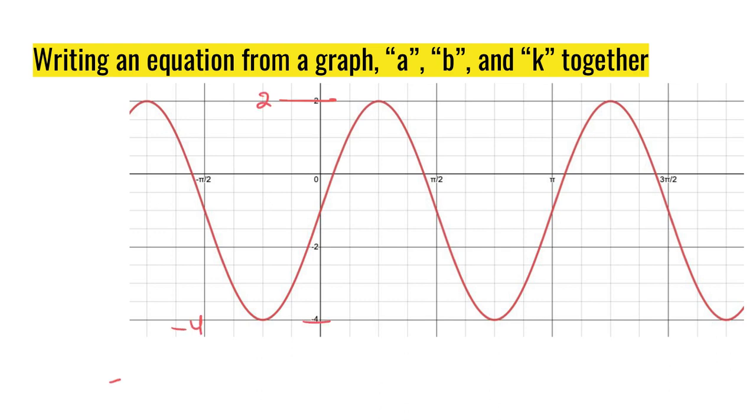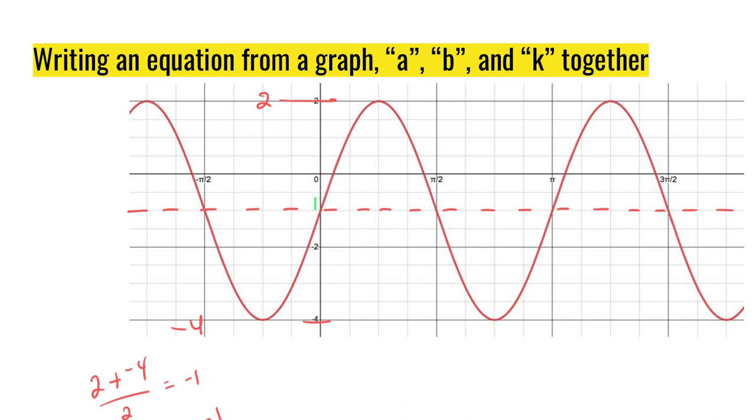So my midline, as we've done before, I'm going to add these together and average them. 2 plus -4 is -2. Divided by 2 is a -1. So that's telling me that my midline is here at -1. Visually, that looks like I've done it correct. I can confirm for myself that indeed that is the midline, and therefore my k value is -1.